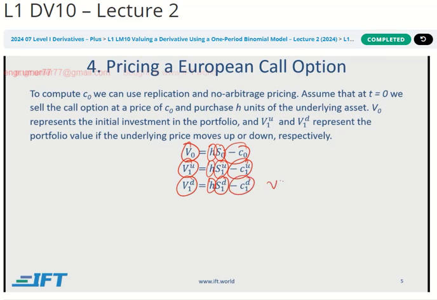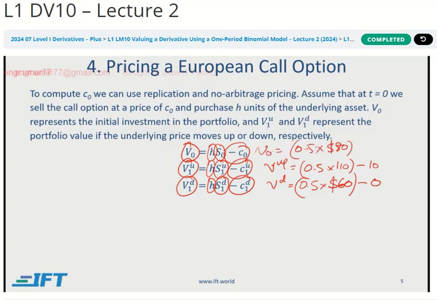So the value tomorrow if it goes down will be, and let's assume the hedge ratio is 0.5, spot price going down will be 60, and call option value will be 0. Value in case of an up move will be 0.5 into 110 minus 10. And value today will be the hedge ratio into the spot price of today minus the call option value today.